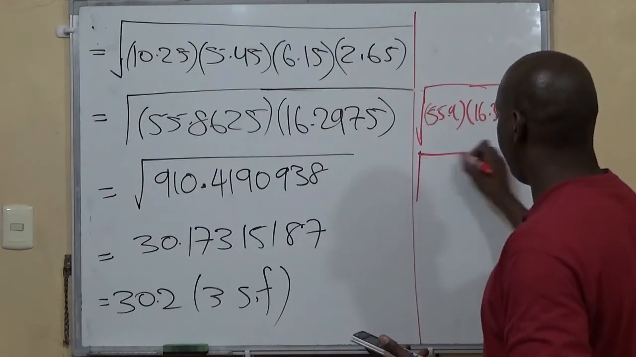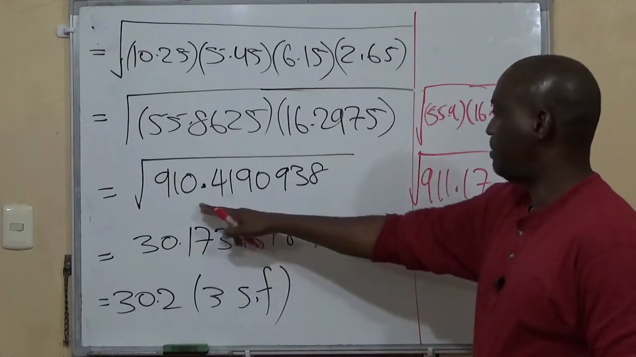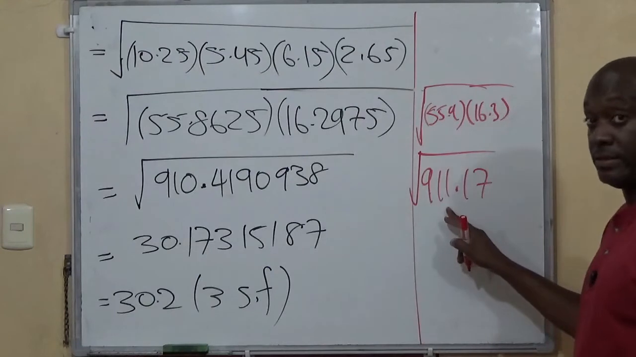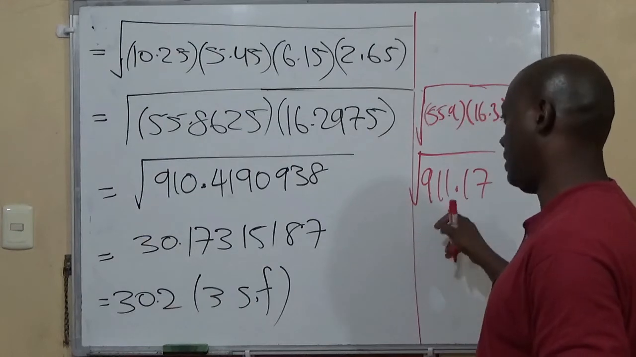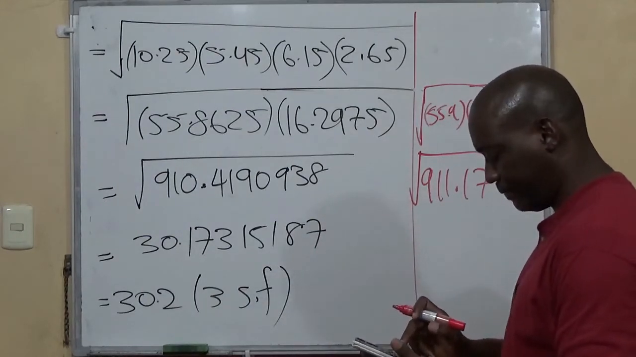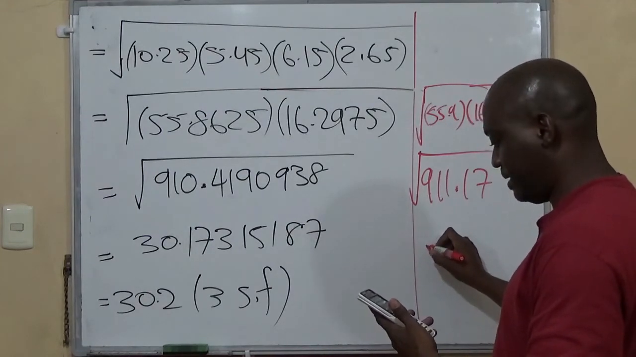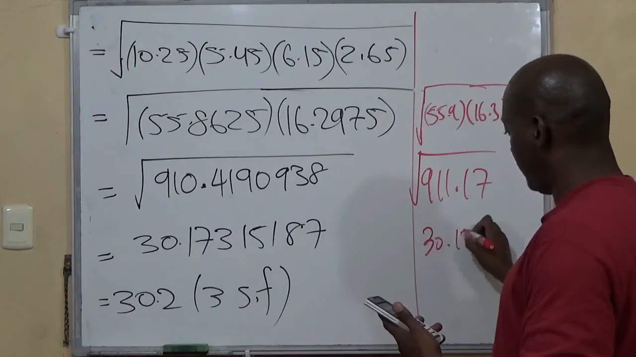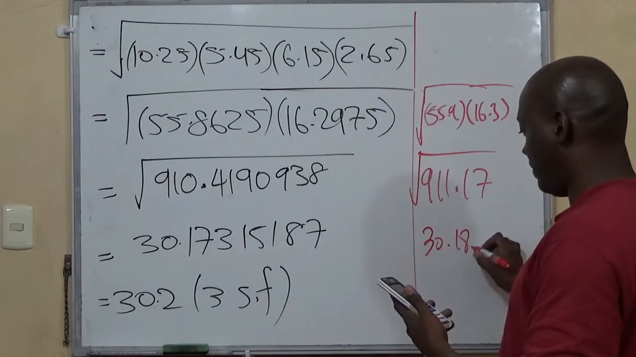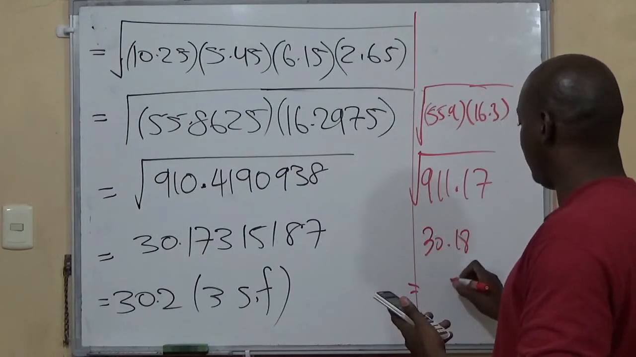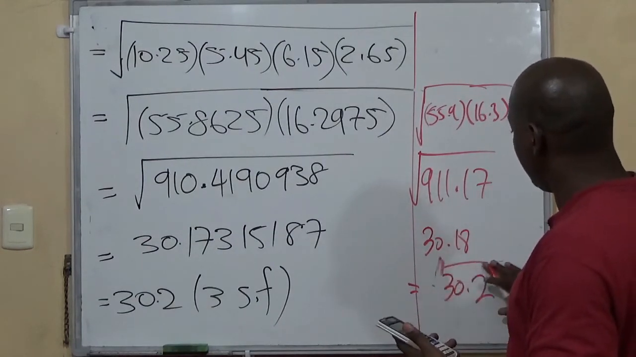911.17. You see the difference there already? 911.17. What's the big difference between this and that? That is a difference of almost 1. And then you find the square root of that. And you get, well, in this case, you actually get the same answer. You get 30.18. And that to three significant figures is 30.2. Right? So you get away here.